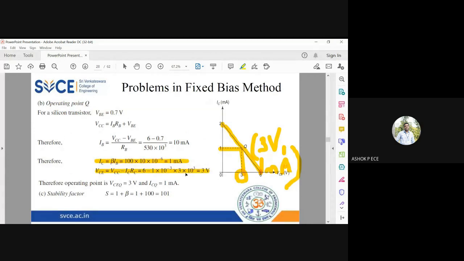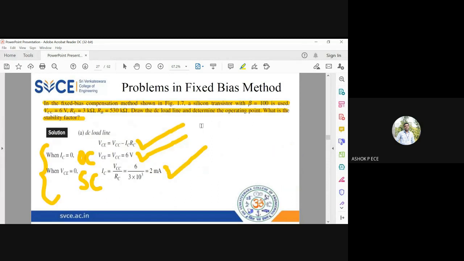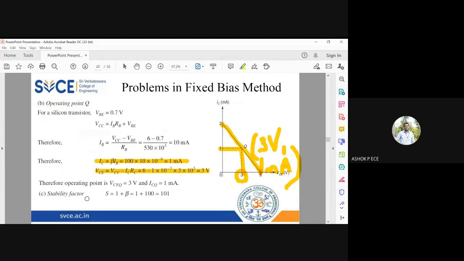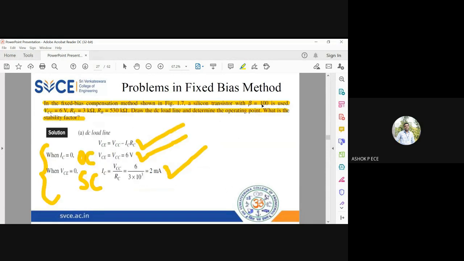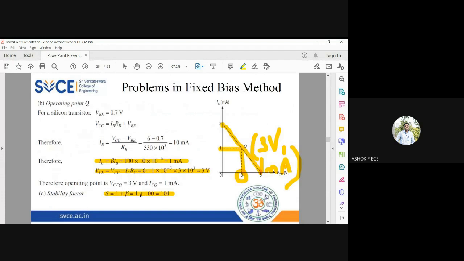And this is not over actually. They have also asked to determine the operating point and what is the stability factor. So the stability factor, you know, it is 1 plus beta. Beta value is given as 100. So the stability factor will be 101.